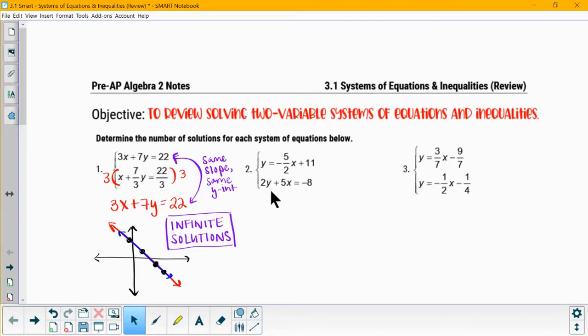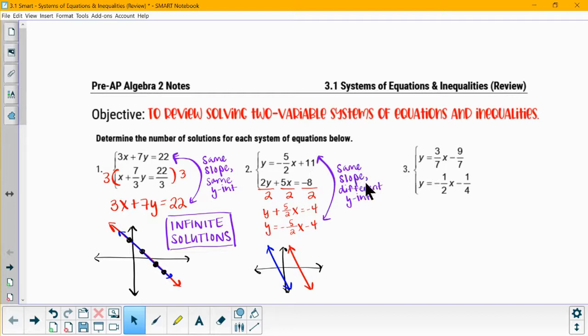For number 2, I'm going to go ahead and divide everything in the bottom equation by 2, which is going to give me y plus 5 over 2x equals negative 4. And if I want it to look like the top equation, I have to subtract 5 over 2x from both sides. And if you notice now, if I compare this equation to my equation on the top, they have the same slope but a different y-intercept.